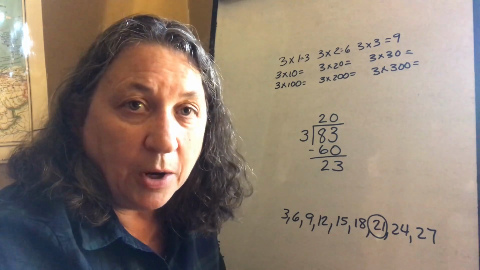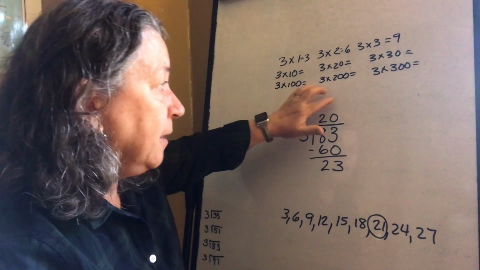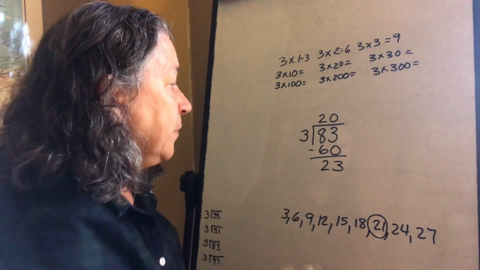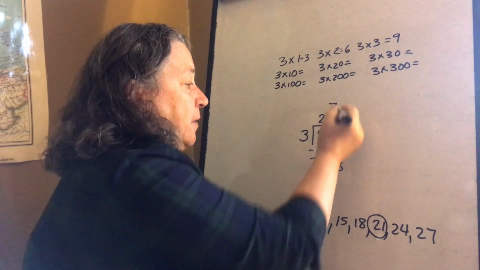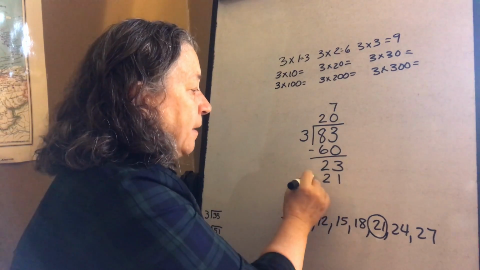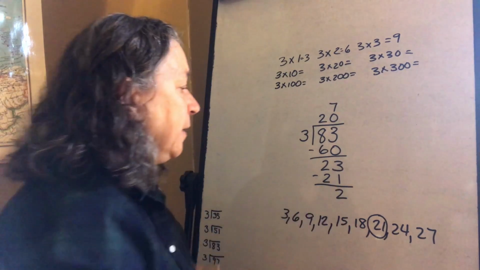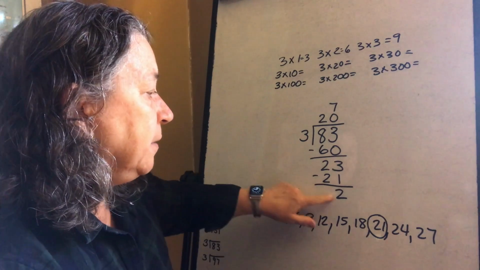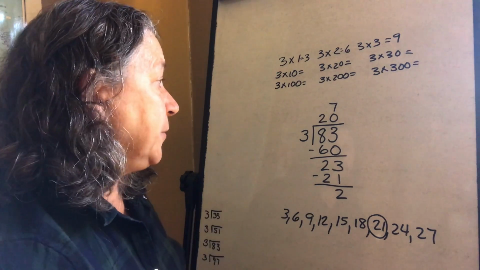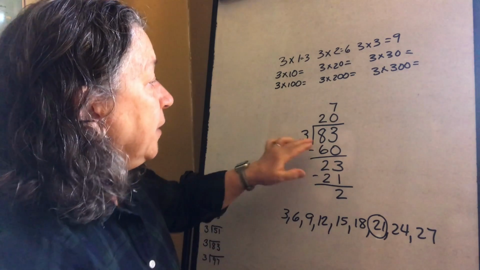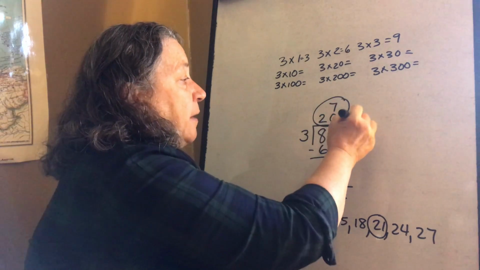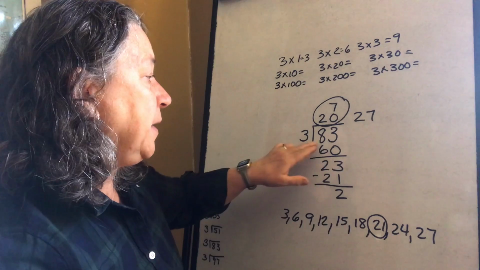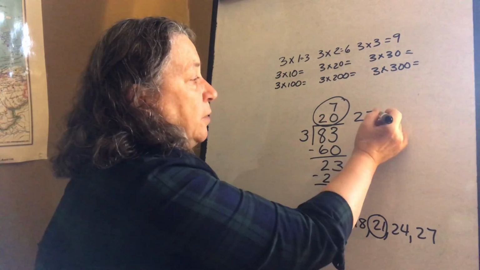So we just did a problem where 3 times 7 was 21. 3 times 7 is 21. And when we subtract, we get 2. Can I make another group of 3 with 2? Not with whole numbers. So there are 27 groups of 3 in 83 with 2 left over.